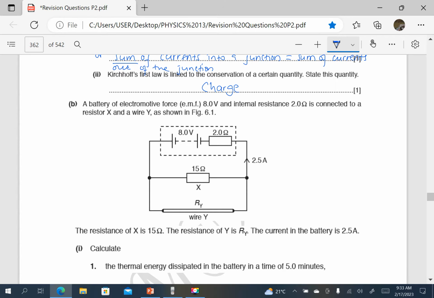A battery of electromotive force 8 volts and internal resistance 2 ohms is connected to a resistor X and a wire Y as shown in the figure.